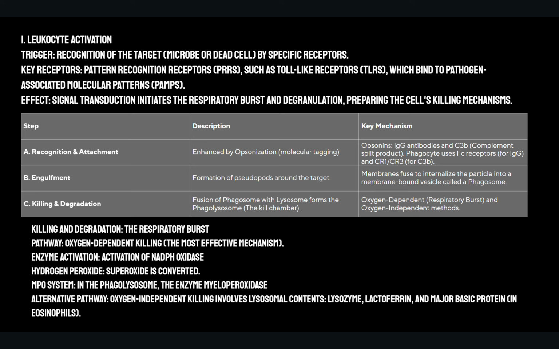Crucially, the enzyme myeloperoxidase then catalyzes the reaction of H2O2 with Cl- to create hypochlorous acid. This is the active antimicrobial agent, essentially a high-grade bleach solution that rapidly sterilizes the contents of our phagolysosome. The oxygen-independent pathway provides backup via preformed lysosomal contents, including lysozyme and major basic protein.